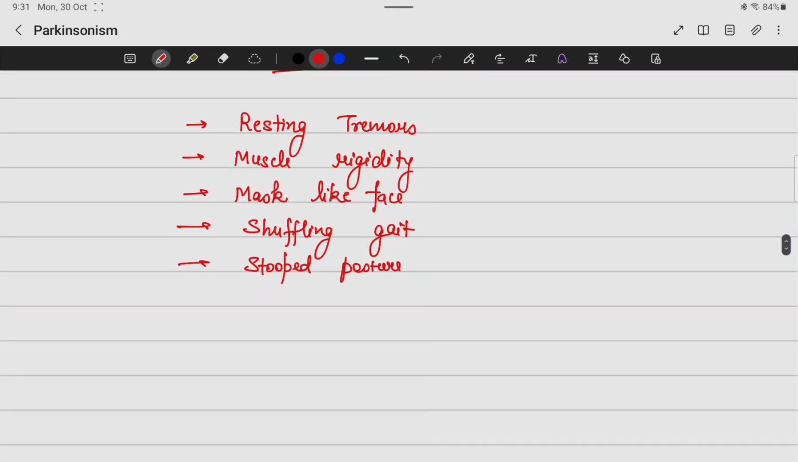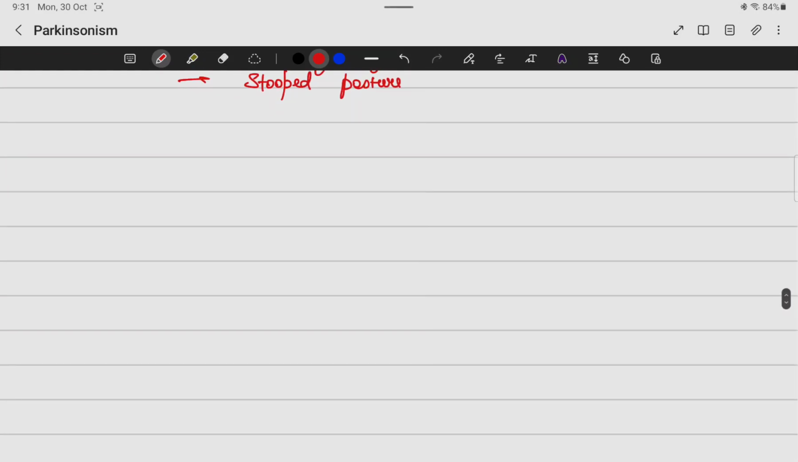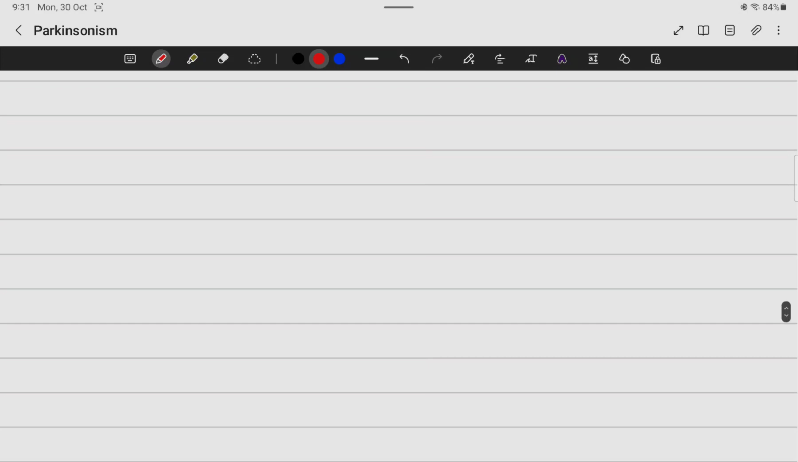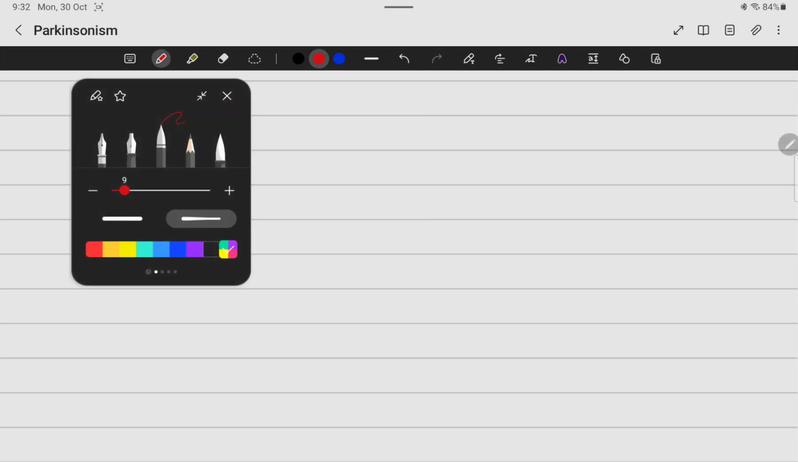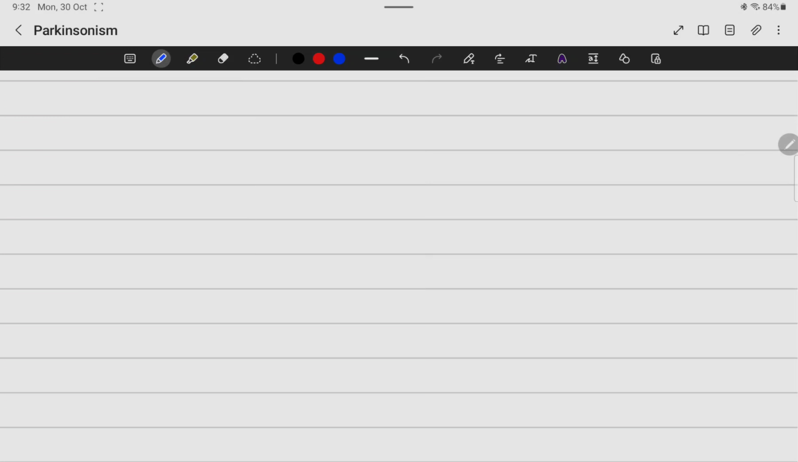Now let's talk about how we can treat a patient with Parkinson's disease. There is no specific treatment, but we can give some drugs which provide symptomatic relief to the patient. Also, there is a theory which explains how this degeneration of the nigrostriatal pathway takes place. We don't really know how this degeneration happens, but there is a proposed hypothesis which goes like this.